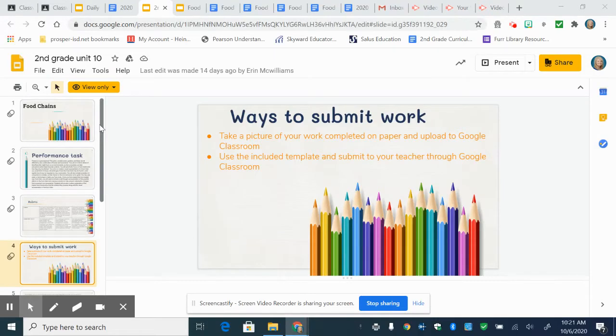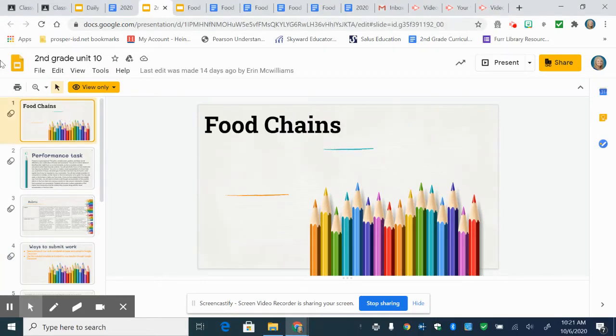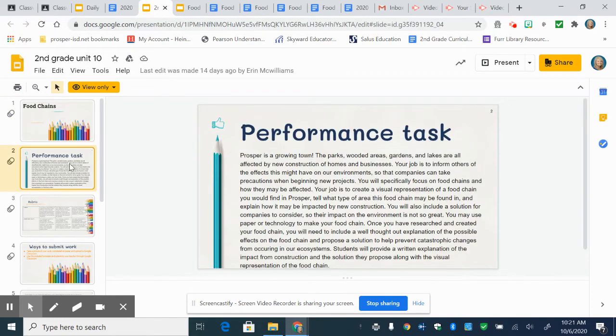Okay, boys and girls, I want to talk to you about your last project for food chains. We've learned a lot of stuff about food chains, and this is your performance task for food chains. All right, I'm going to read you the first part. It says, Prosper is a growing town. The parks, wooded areas, gardens, and lakes are all affected by the new construction of homes and businesses.